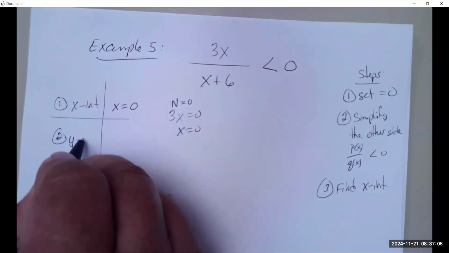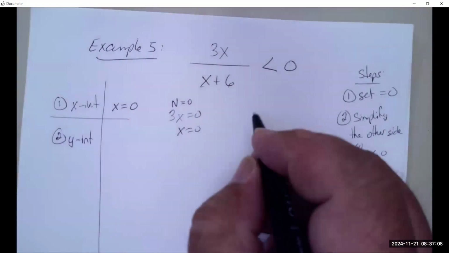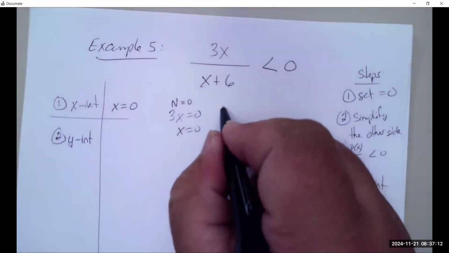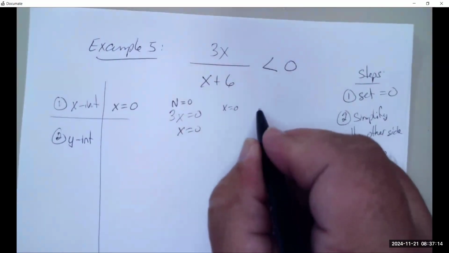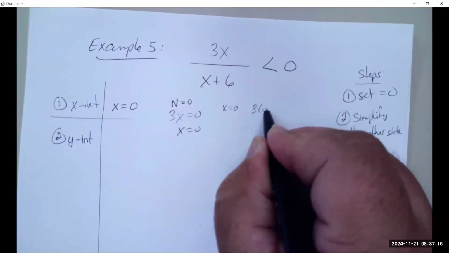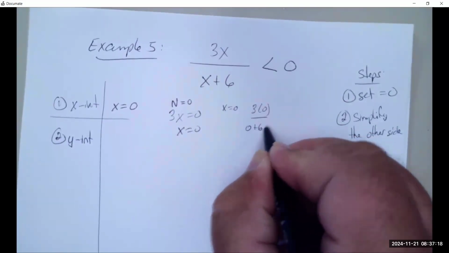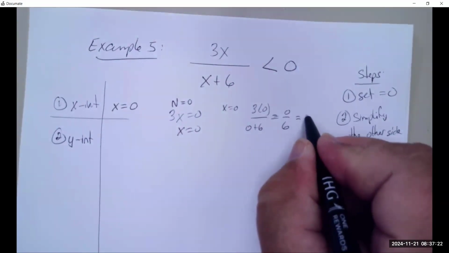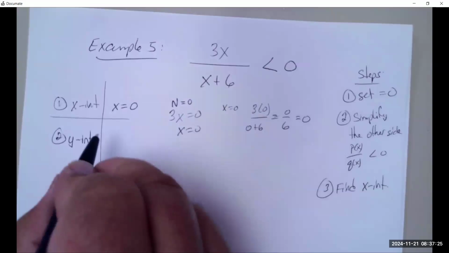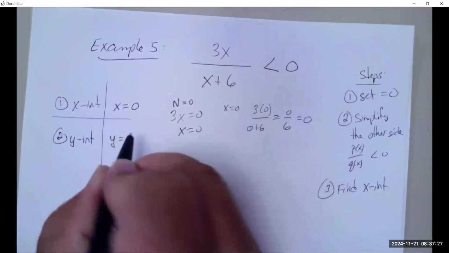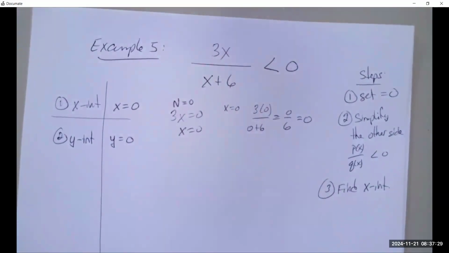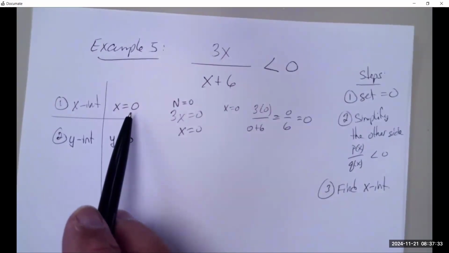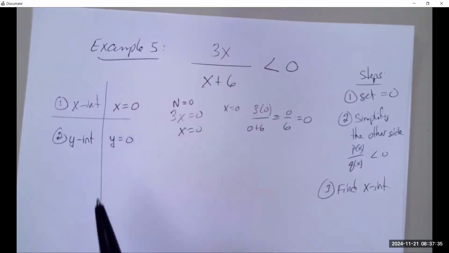Next is my y-intercept. How do I find the y-intercept? Set x equal to 0. So we have 3 times 0, 0 plus 6. So the y-intercept is at 0. Rule of thumb, if your x-intercept is at 0, it better be the y-intercept because that's the origin.